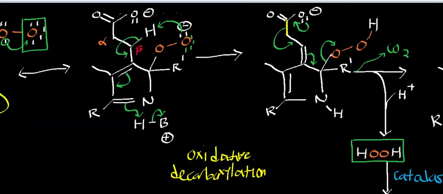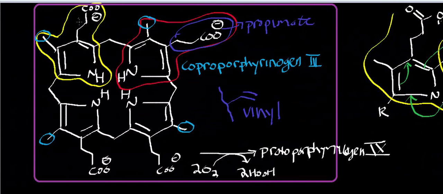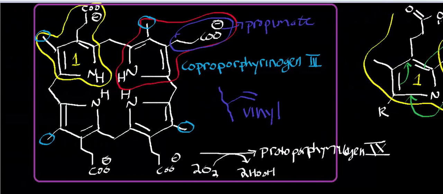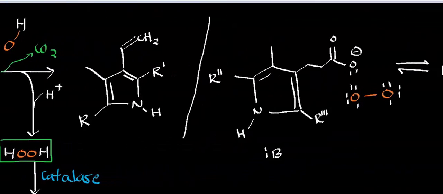And I want you to notice something, that this part of coproporphyrinogen 3 that I circled in yellow, that's this ring right here. I'll label that ring as 1. Okay, so this pyrrole ring that we just decarboxylated, that's pyrrole ring 1. But now what we're going to do is we're going to do the same thing, but we're going to do it to pyrrole ring number 2, which is basically, if you're going around the porphyrin ring in this orientation, you're now moving clockwise. Okay, so now we're going to do the exact same thing to the second pyrrole ring.